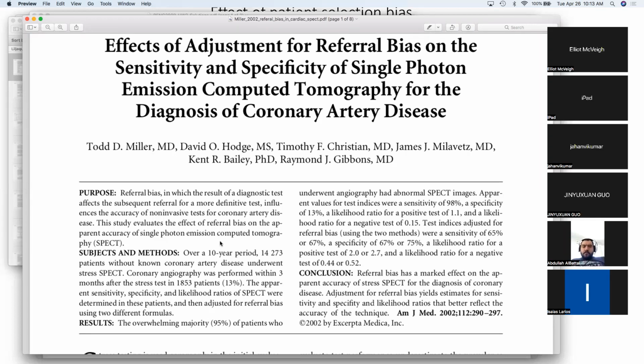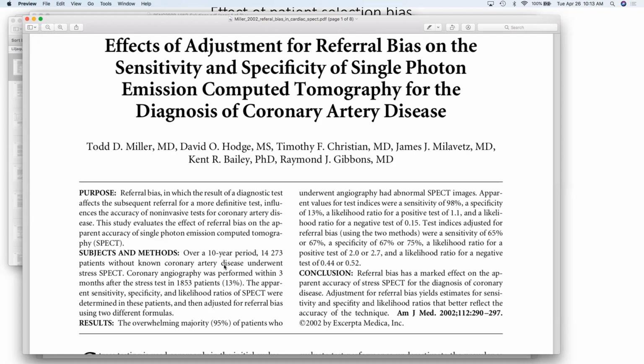So hold on for a minute, because we should look at those studies and see how they were performed. In this case, these are patients who walk in the door without known coronary artery disease. So they haven't had disease before, and they're not patients who are having a heart attack. And then coronary angiography was performed in approximately 2,000, or 13%, of those patients afterwards.